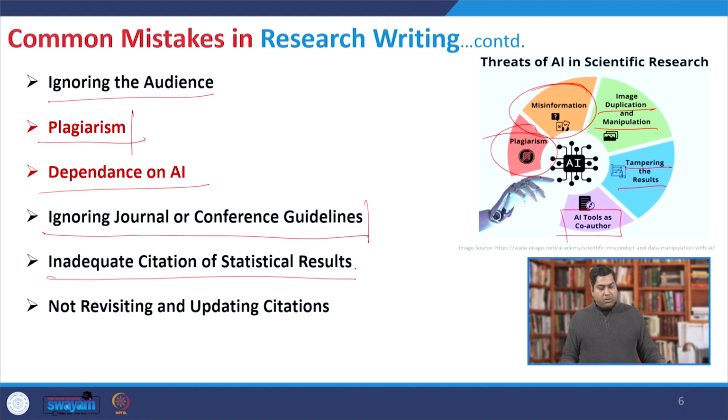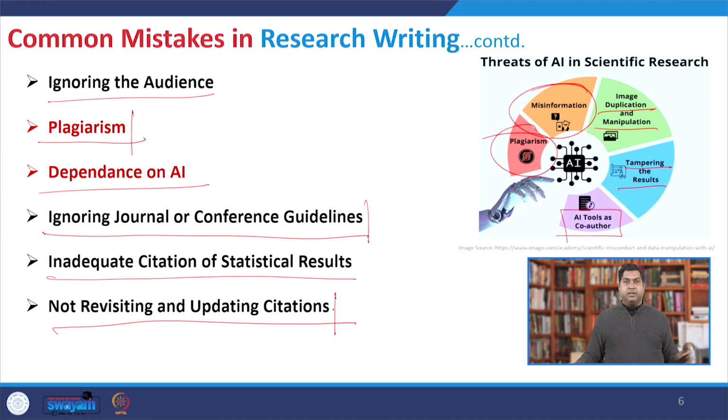Inadequate citation of statistical results. The citation may be inadequate, outdated, or wrong. In all such cases, it is not a good idea to go ahead. Then, not revisiting and updating citations. Just a few moments ago I mentioned that a reference manager can help you properly manage your references.